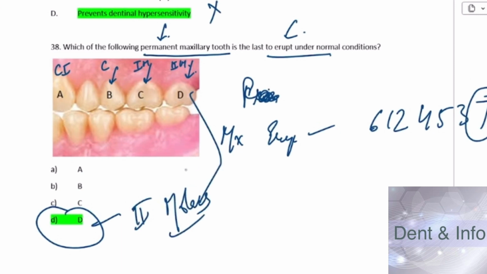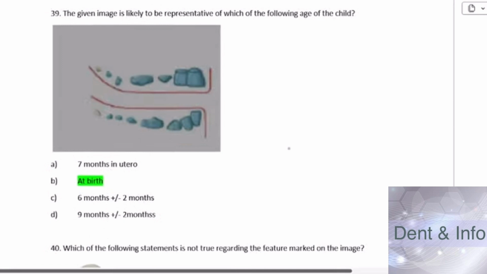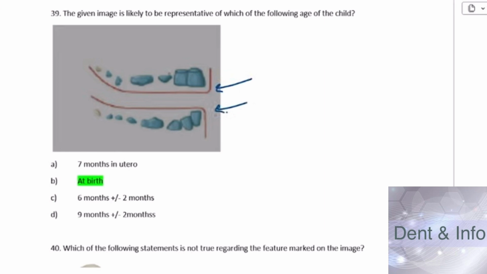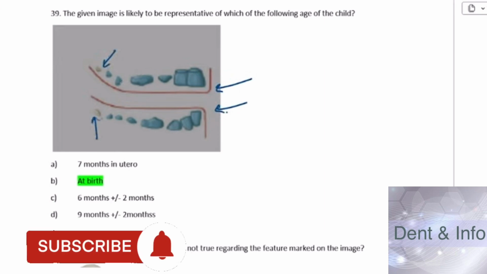Okay. The given image is likely to be representative of which of the following age of the child? Now this is the gingiva. None of the teeth has erupted. All the deciduous teeth are there, the blue ones, and in one spot, a white spot, we could see that the permanent tooth has started forming. So this is the time at birth, mineralization of first molar. It is also present distal to the deciduous tooth. Location is also clear. Mineralization has just begun, that is at the time of birth. Again, importance of chronology.